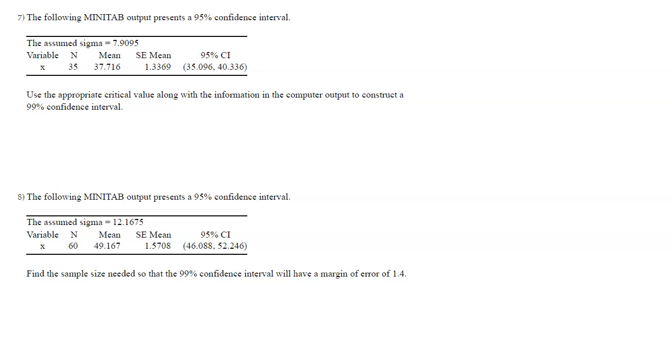Okay, so number 7 and 8 represent questions about Minitab. These are just outputs from a type of statistical software that can output different things. In this case, what's outputted in 7 and 8 are confidence intervals. They're actually both 95% confidence intervals. So while I explain this one, I'll go through the parts of this Minitab output.